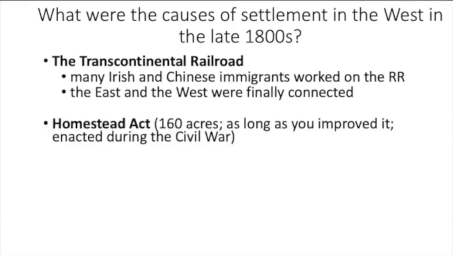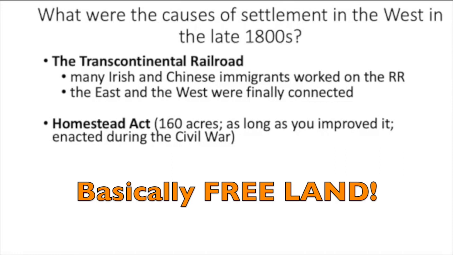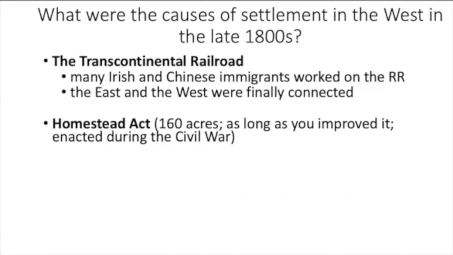The Homestead Act is where the federal government would give away 160 acres to anyone that wanted it. This was man, woman, black, white. It did not matter. It was given away for basically a filing fee. And as long as you improved the land and lived there for 5 years, it would then be yours. This act was enacted during the Civil War.